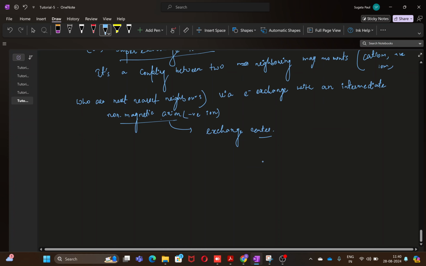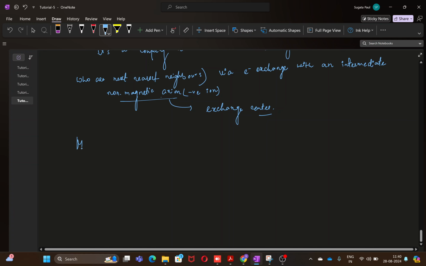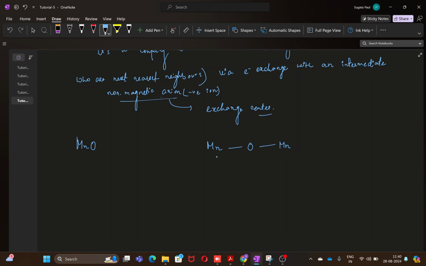So basically the idea is that this kind of thing is mainly seen also in MnO type of systems. Manganese ions have magnetic moments, so they will be magnetic, but oxygen will be non-magnetic. So it will be bonding like this, where you have manganese on both sides and in between there is oxygen.